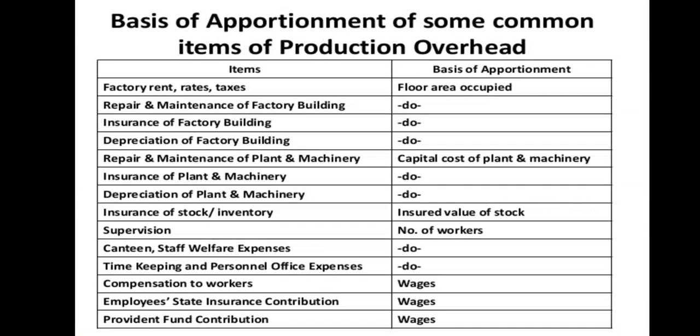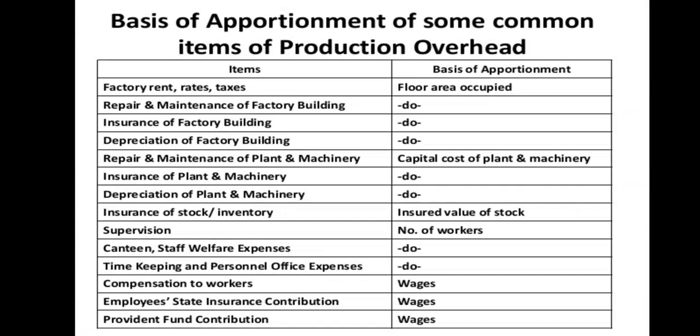Factory rent, rates and taxes should be apportioned on the basis of floor area occupied. Repair and maintenance of factory building is based on the floor area occupied. Insurance of factory building, apportionment should be based on floor area occupied. Depreciation of factory building, obviously on the basis of floor area occupied.